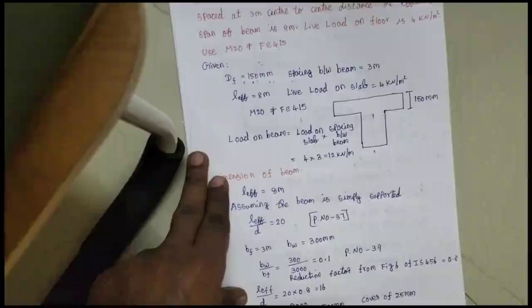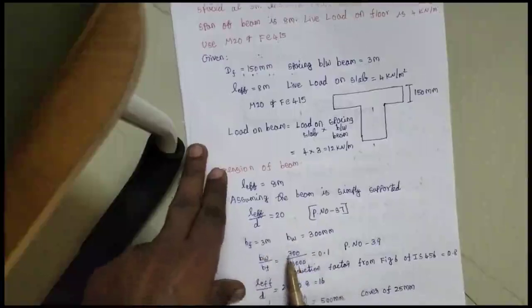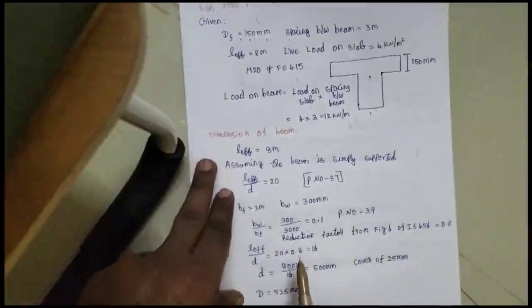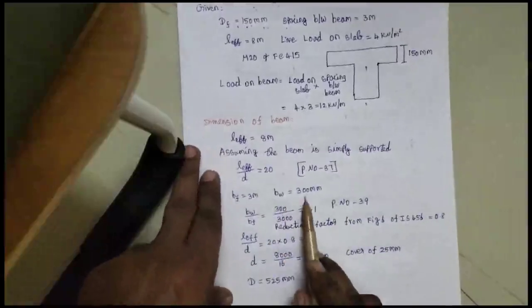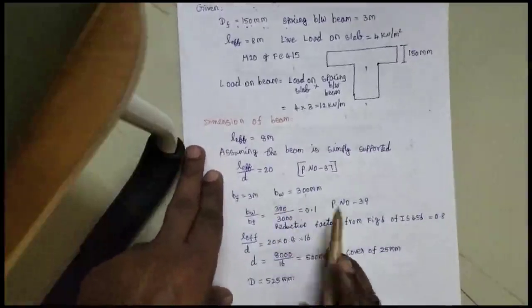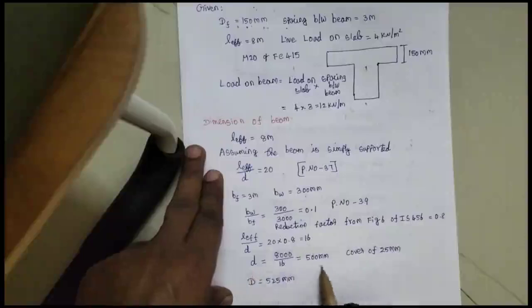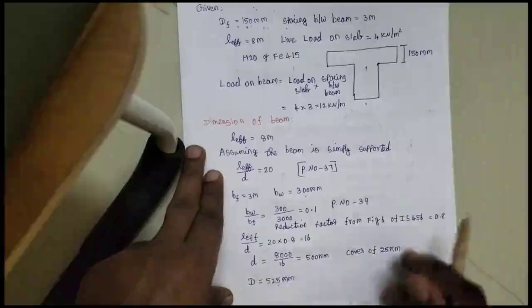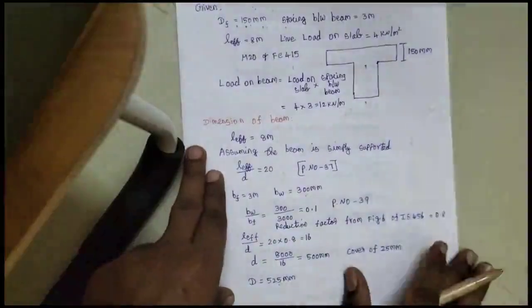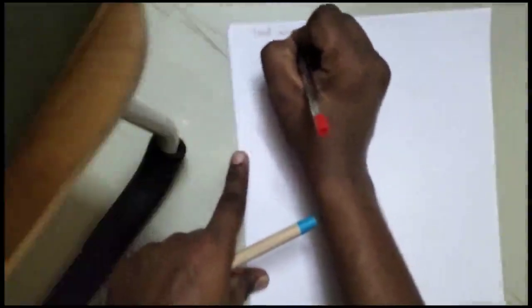So here if you look at this, we have assumed the value of BF, and we have calculated the value of web width as 300 mm, the effective depth which is 500 mm, and the overall depth as 525 mm. So next, as usual, we need to calculate the load. The second step in our problem is load calculation.